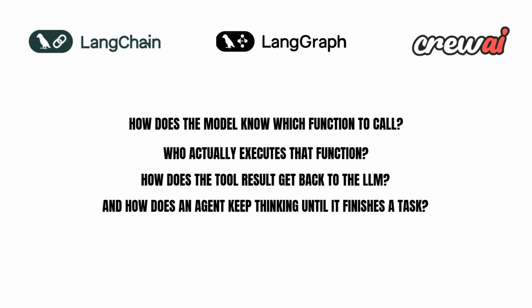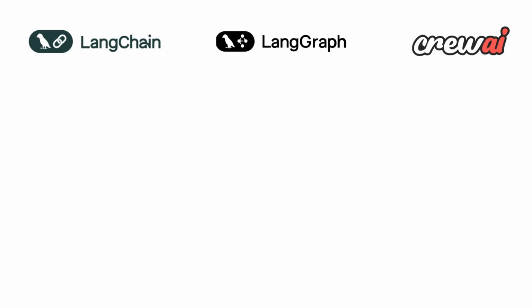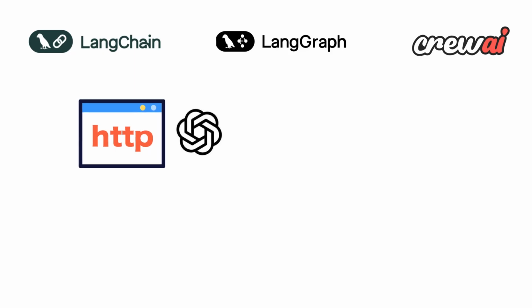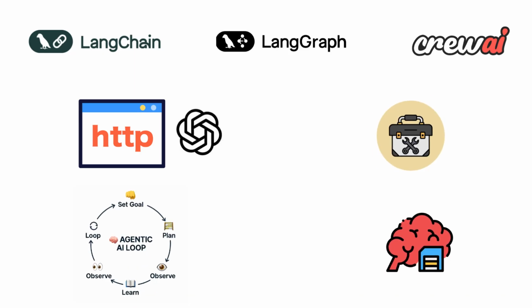In this series, we are going to answer all those questions by building an agent from scratch without using any agent framework. We will start with a raw HTTP request to the OpenAI API, inspect the JSON that comes back, build our own tool registry, implement the agent loop, and finally add memory and state management. By the end of the series, you won't just know how to use an AI agent framework, you will understand how to build one yourself. And once you have understood the fundamentals, picking up any framework becomes much easier.